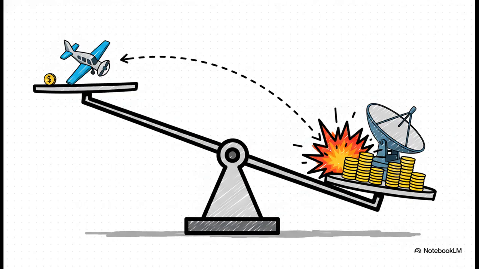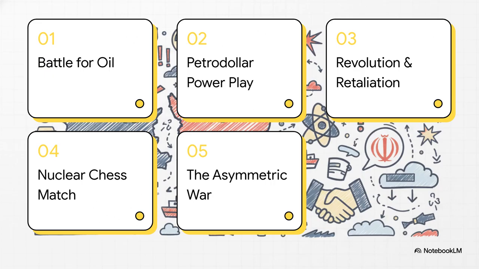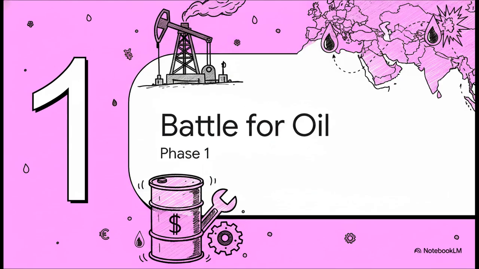this conflict has evolved. So, to figure out how we arrived at these astronomically high stakes, we need to trace this global chess match through 5 key phases: the battle for oil, the petrodollar power play, revolution and retaliation, the nuclear chess match, and finally, the asymmetric war we're seeing today. All right, let's jump straight into phase 1, the battle for oil.